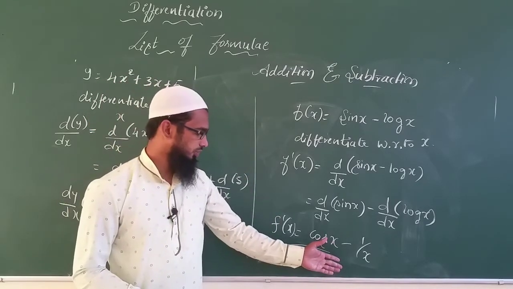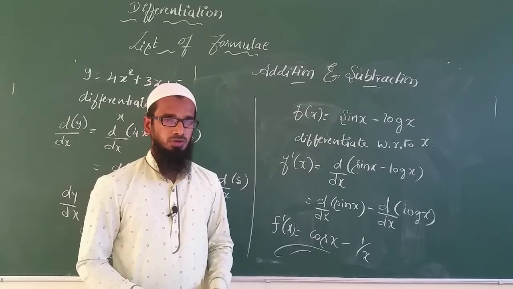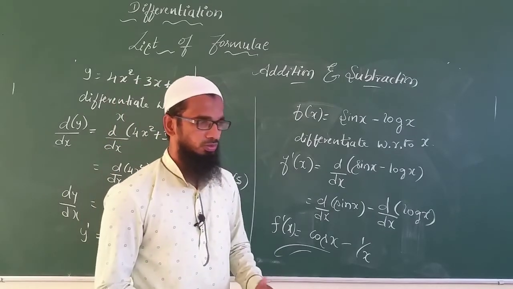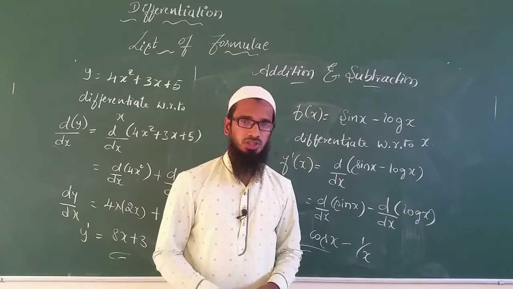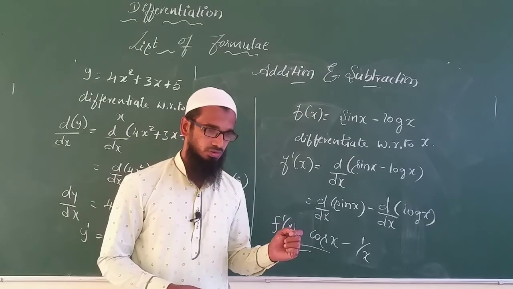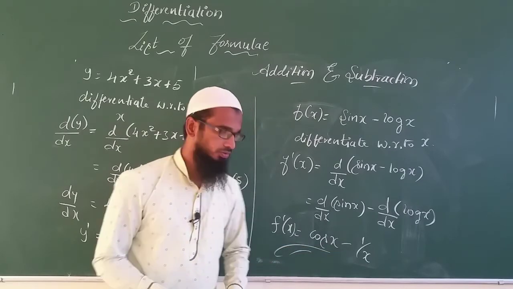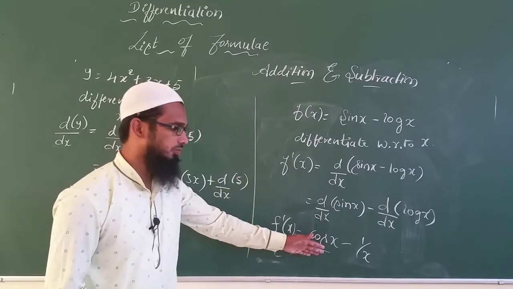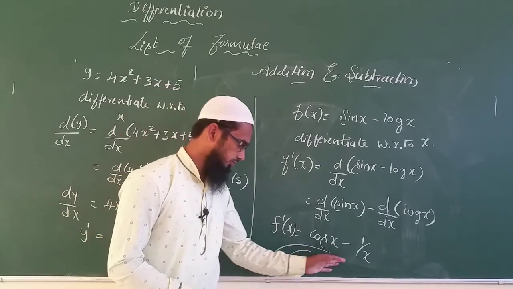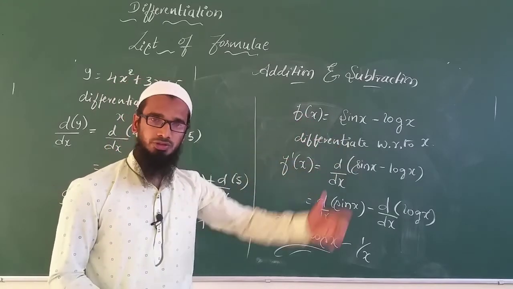Okay, this is the solution we are getting here, f dash of x is equal to cos x minus 1 over x. The only thing we have to remember is the list of formulas. Now this is f dash of x is equal to cos x minus 1 over x for the given function, that will be the solution we are getting for the given function f of x here.